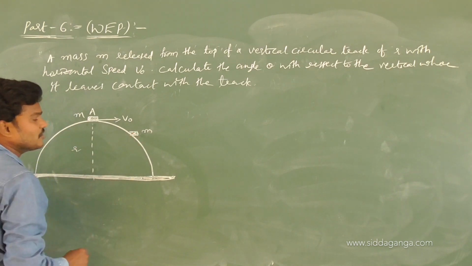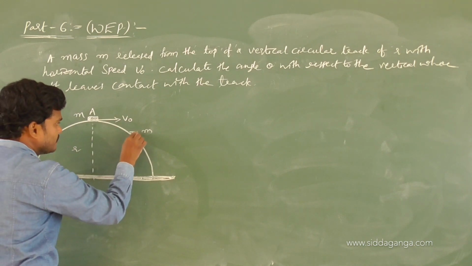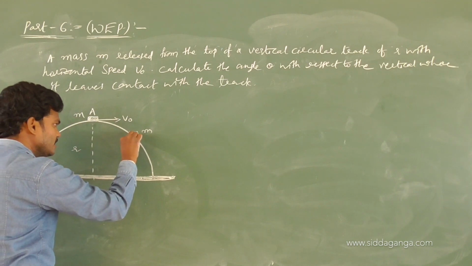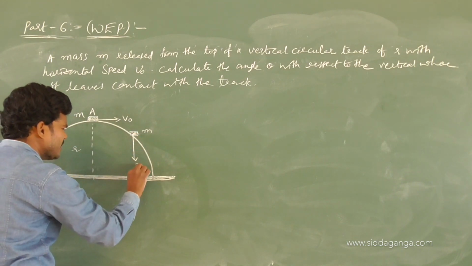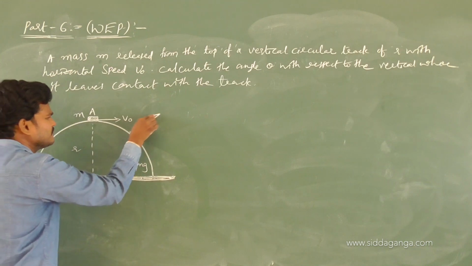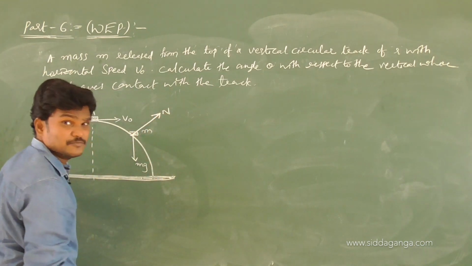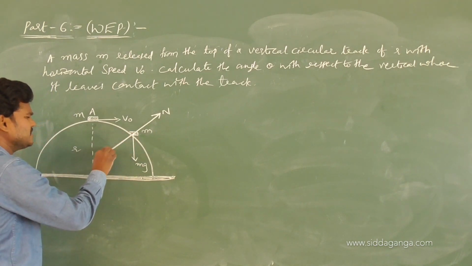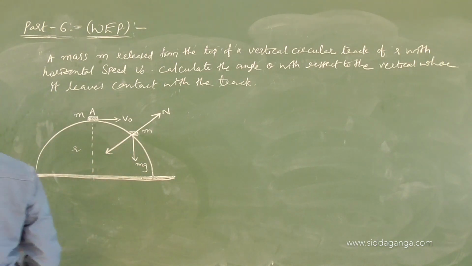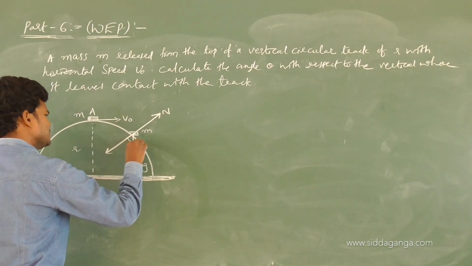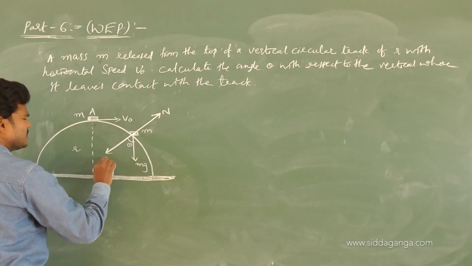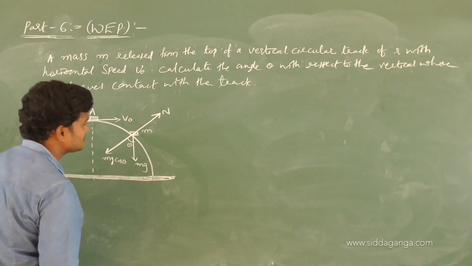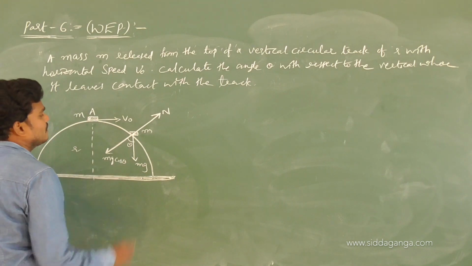Tell me, weight of the body will act at this point. What is the normal reaction force? The weight of the body acts downwards. Normal reaction force is perpendicular to the contact surface. And see, they mention theta with the vertical. So let us take this is theta, and if this is mg, what is this? mg cos theta, and this is mg sin theta.